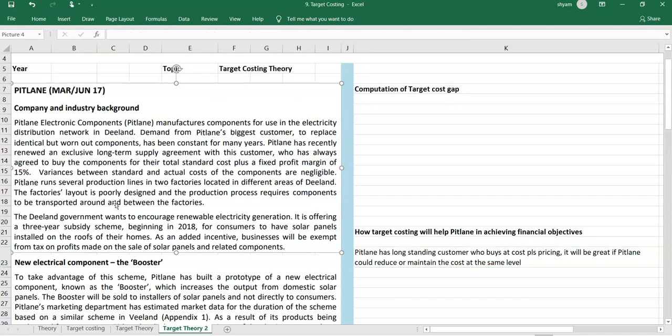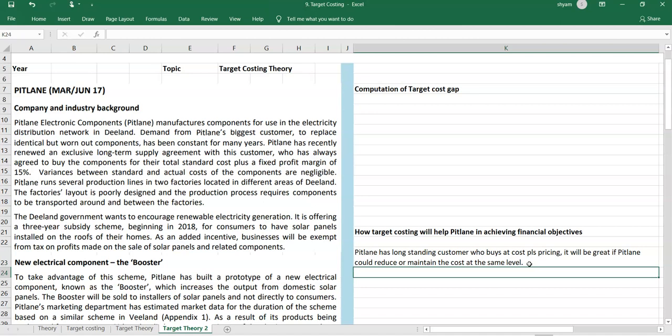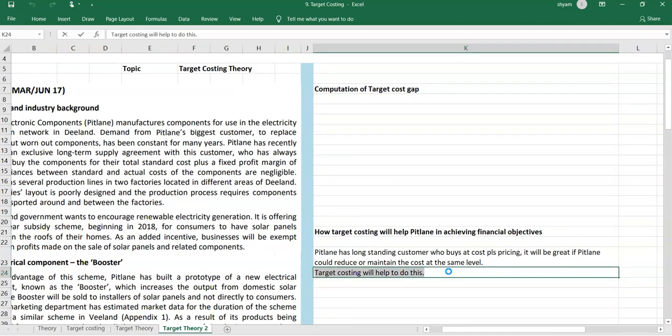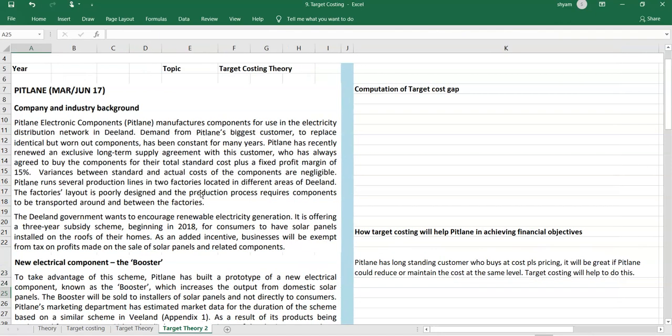Let's see our second point. That's where target costing is helpful. We can put it like this: target costing will help the company to achieve this. So we'll copy it from here and put it here. So we'll start.